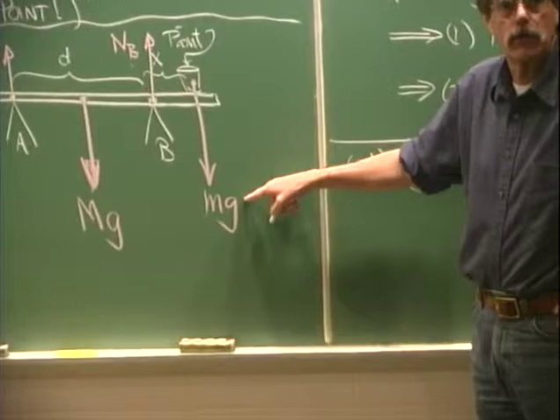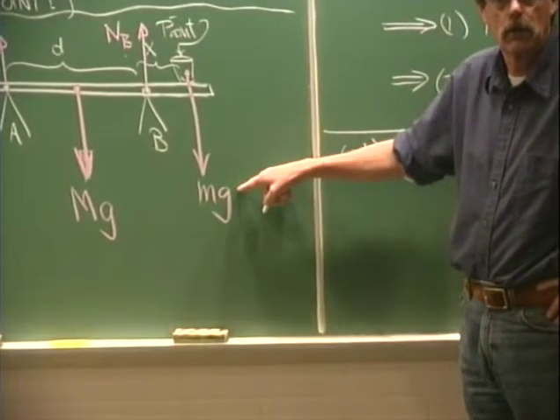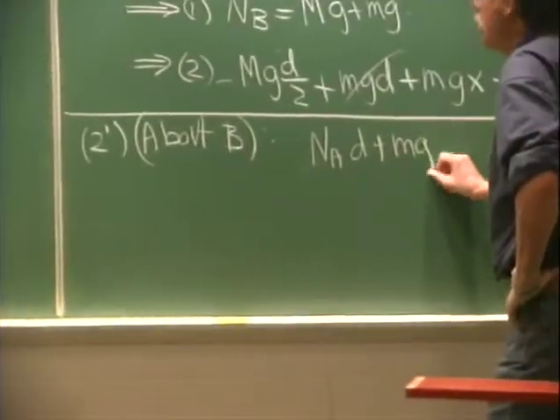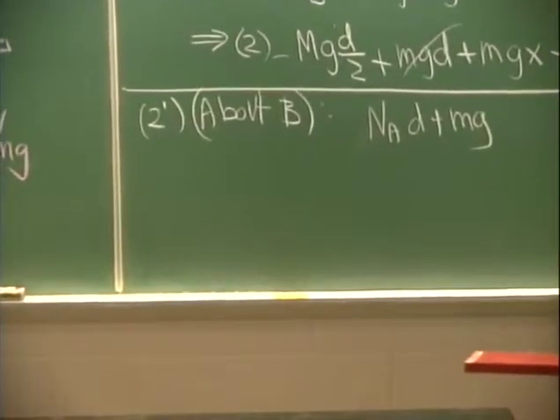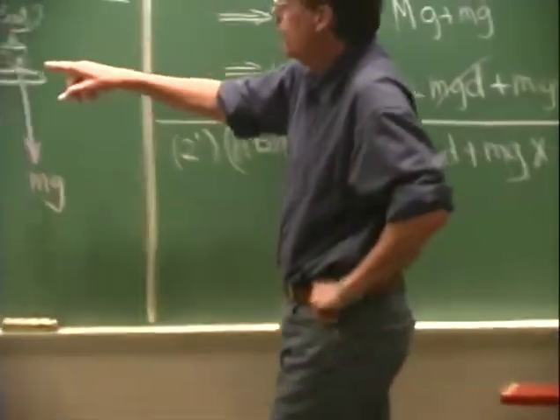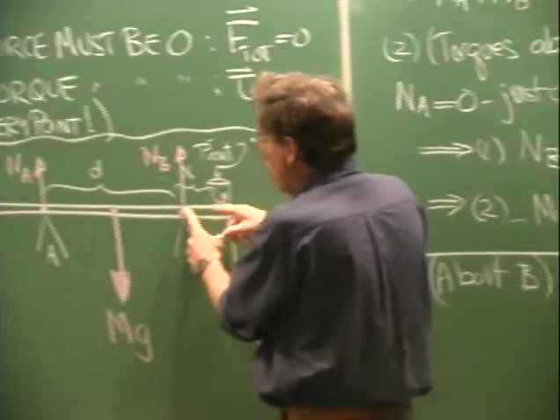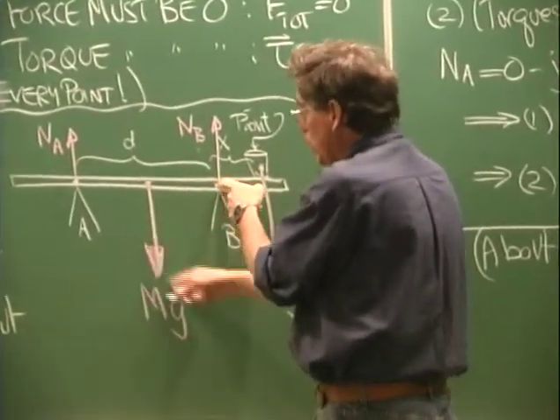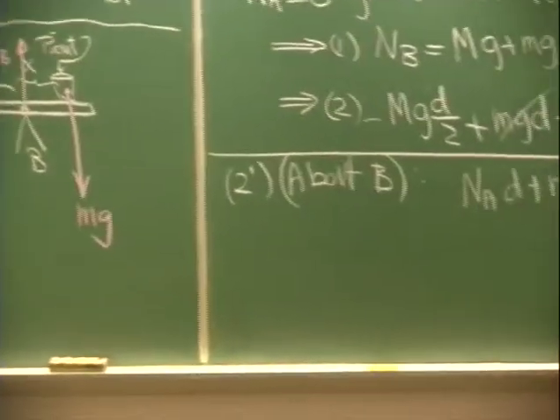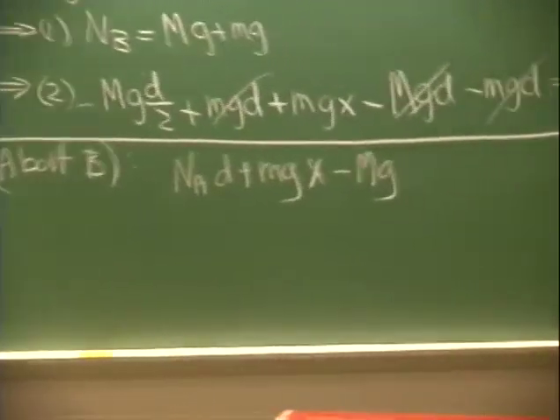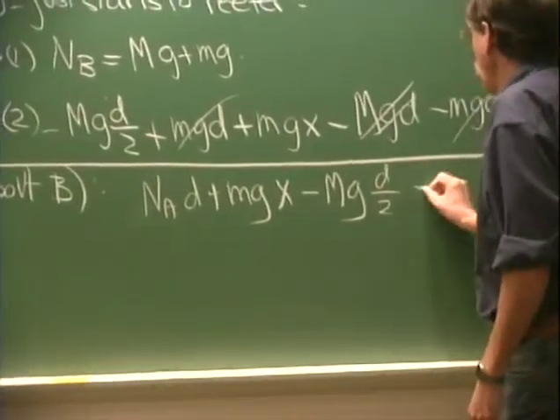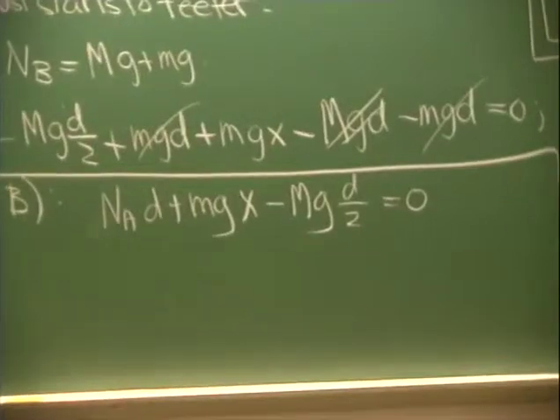NA times D tending to rotate it clockwise. Little mg, what direction does that tend to rotate it? Likewise clockwise, so that's mg times its lever arm, which is x, and now tending to rotate it counterclockwise about the point B is capital Mg, so that comes in with a minus sign. Capital Mg and its lever arm is d over 2. So the sum of those is equal to 0.